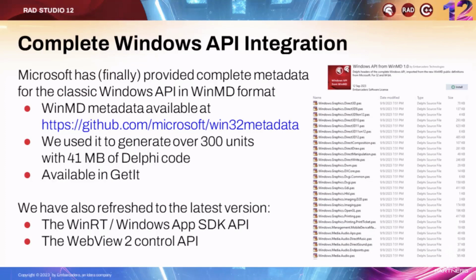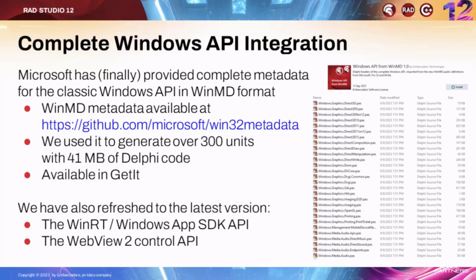Now with this metadata, we have modified one internal tool and we use it to generate Pascal files for the entire Windows API. What we are generating is 300 units. It's 41 megabytes of Delphi source code, and that's headers only. It's declarations only. That gives you the size and the relevance of this change. We are expecting to have really the entire classic Windows API available, and notice this is called Win32, but it works both on 32-bit and 64-bit. It's available in GetIt because it's a huge download and not everyone is going to need it, so we decided to go for a separate download.